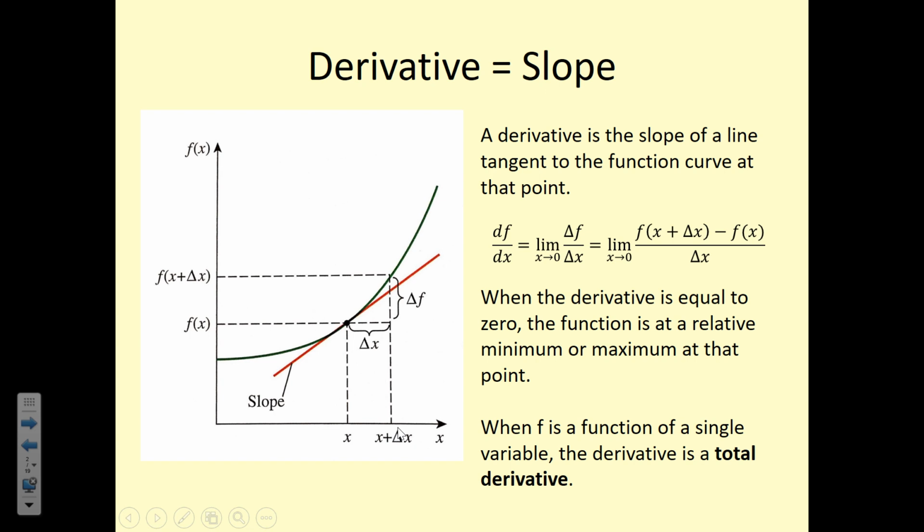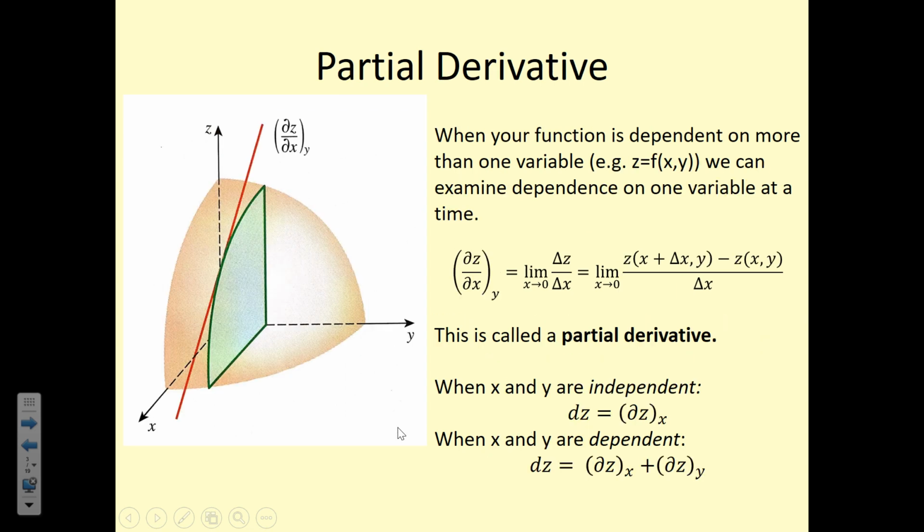Then when you take the derivative, it's the total derivative, because only one variable is changing and you can define it at every point. A partial derivative happens when we're working in a three-dimensional space, because now we have a function that's dependent on more than one variable. In this class today, we're looking at functions that are dependent on two variables at a time.